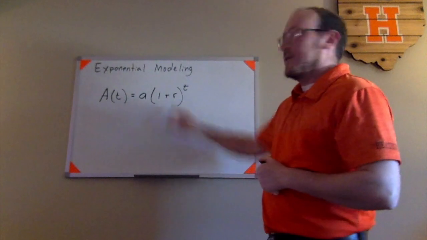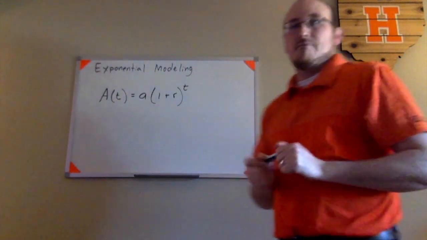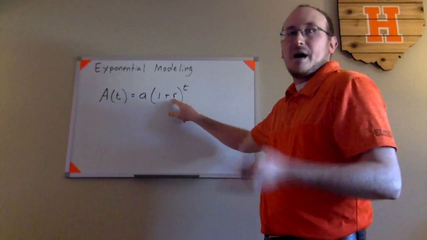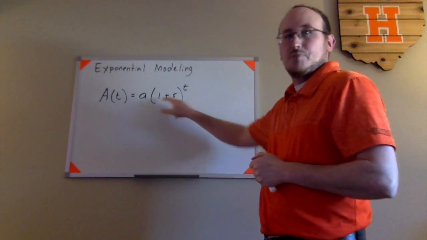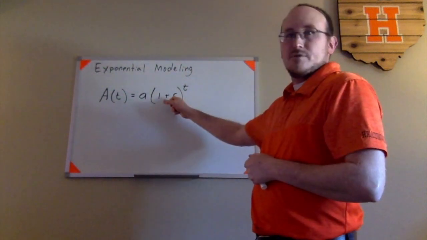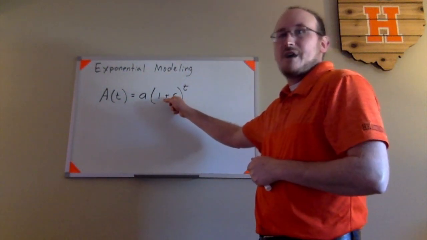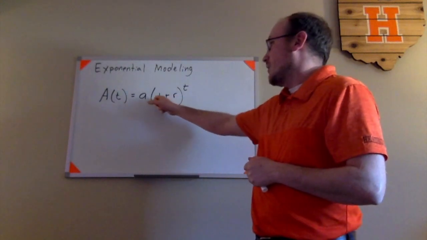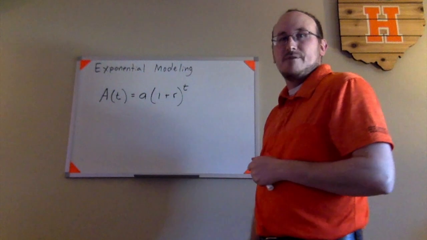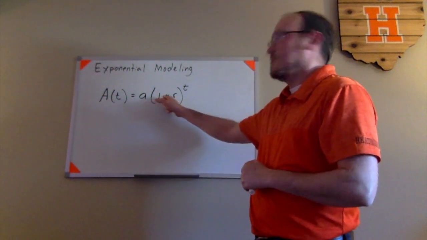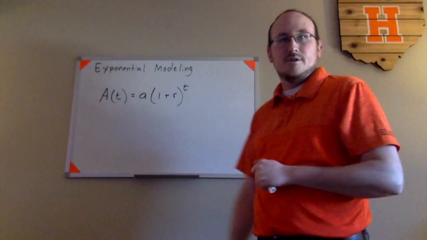And then this r is your growth or decay rate. If it is growing, then r is a positive value, so you'll have some plus some percentage as a decimal there. For instance, 5% would be 0.05. So if something was growing at a rate of 5%, I would have 1 plus 0.05. If something was decaying by 5% per year, I would have 1 minus 0.05 for that.